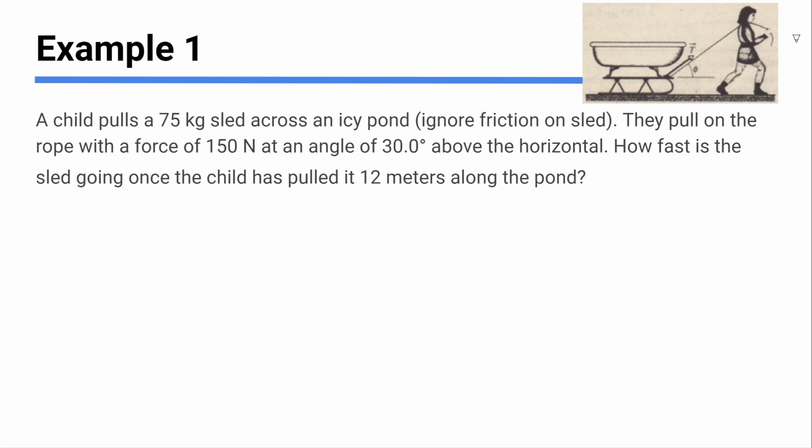Okay, but so they're going to pull on the rope with a force of 150 newtons at an angle of 30 degrees above the horizontal. Oh no, angles, vectors, SOHCAHTOA. So our force, up more or less that way, is going to be 150 newtons. And we want to know how fast the sled is going once the child has pushed it 12 meters along the pond.